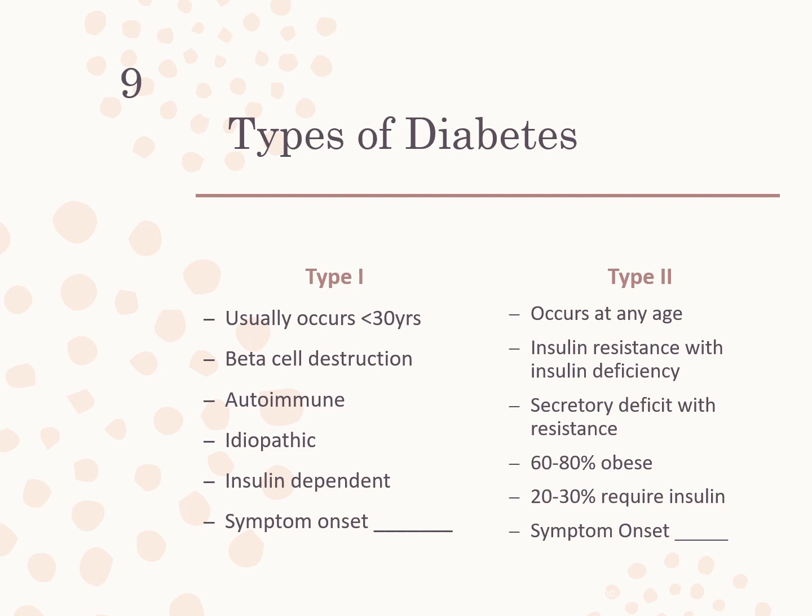There is a little bit of a secretory deficit. Sometimes we find that our type 2 diabetics don't make as much insulin as a normal person, but they still will make insulin. You're going to find that 60 to 80% of people who have type 2 diabetes are in the obese category, meaning their BMI is greater than 25. And of the type 2 patients, some of them are going to require insulin injections. The pills are not going to be sufficient in trying to get their sugar under control.